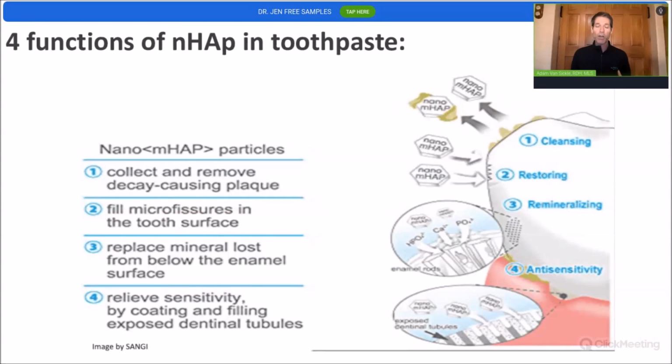Likewise, if it is in the nanoparticle, it is small enough to occlude the dental tubules, relieving hypersensitivity as well. Not only that, but it can address root caries for our patients that are suffering from any kind of recession and root caries.